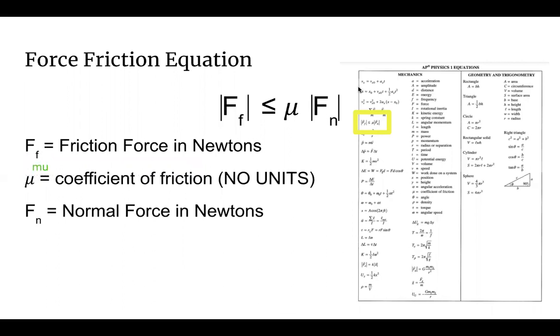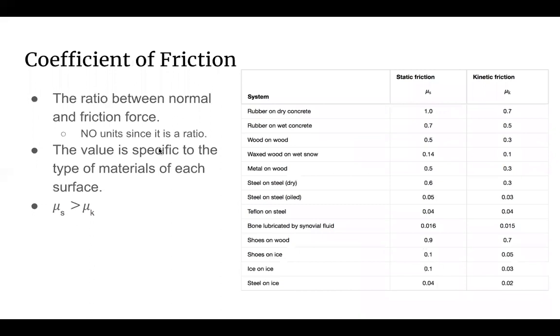In this equation. Now, this coefficient of friction is a new idea. This is the ratio between the normal and the friction force. There is no unit to this because it's a ratio, and it strictly depends on the two surfaces that we are looking at.